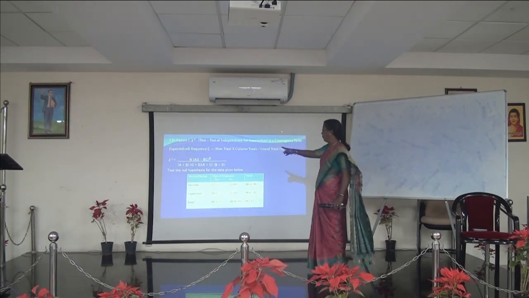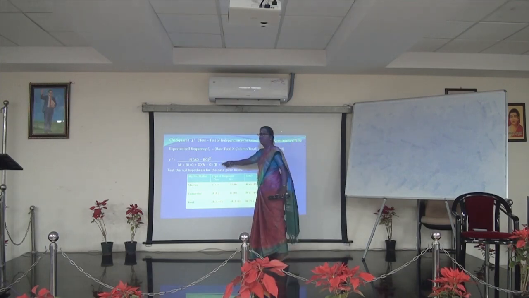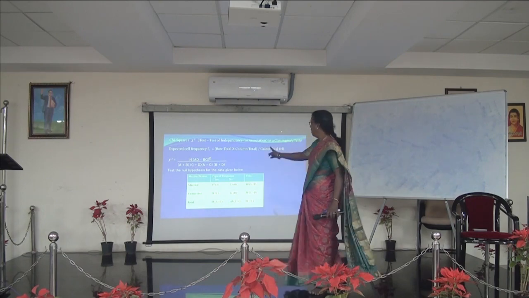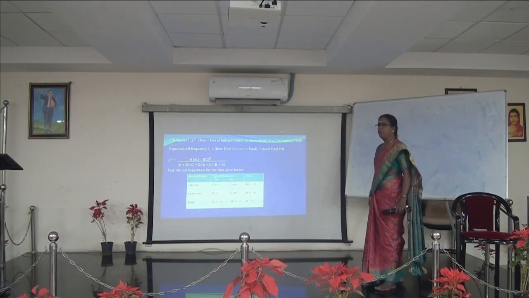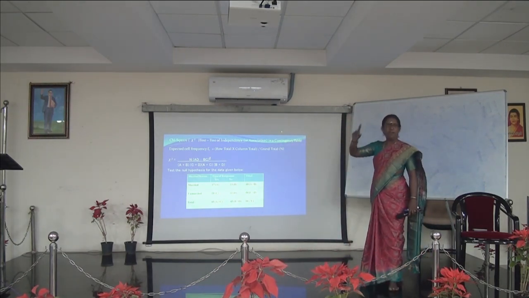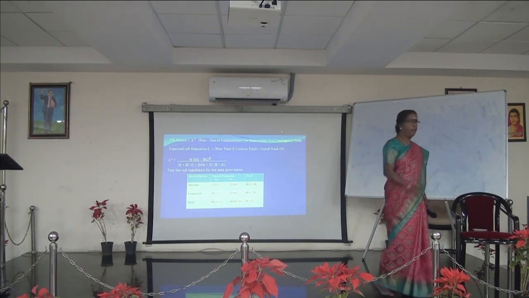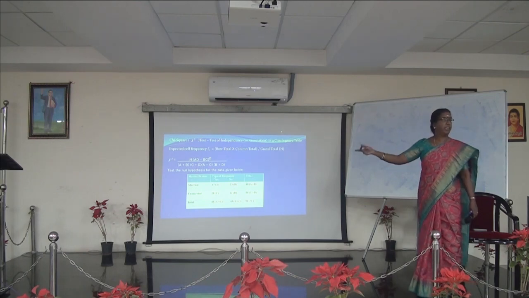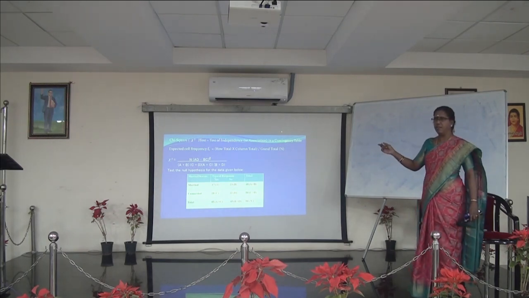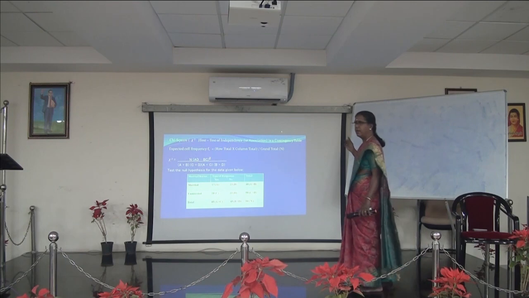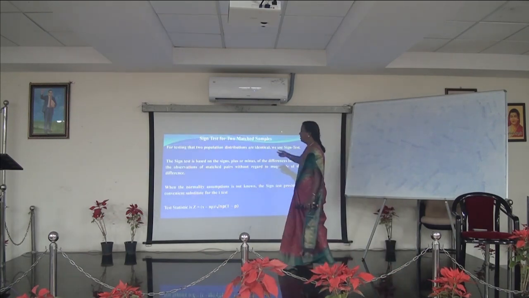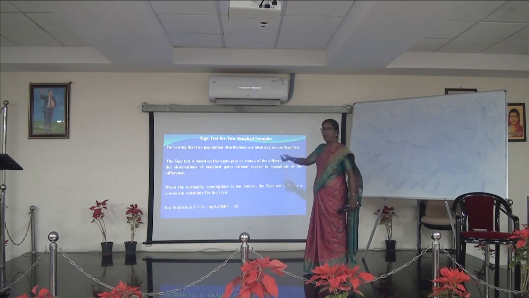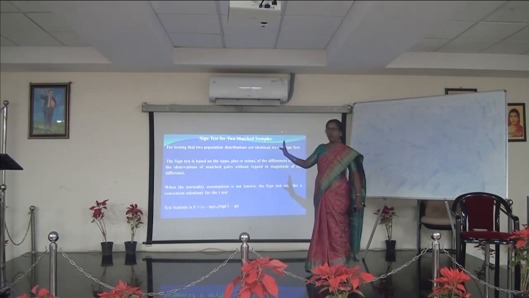Yes, the formula differs. The formula to apply the chi-square test here is N into AD minus BC the whole square, divided by A plus B into C plus D into A plus C into B plus D. Earlier we had sigma of (fo minus fe) the whole square by fe. Whereas here the formula differs because it is a contingency table with A, B, C, D. Do you get the point? Now I have given the formula, you can apply and get the answer. I didn't work out the problem.